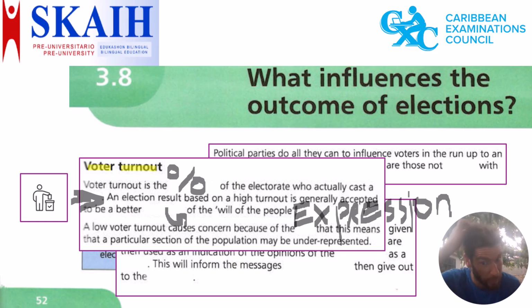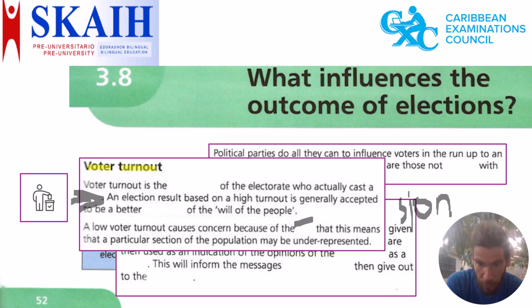So voter turnout is a percentage of the electorate who actually casts a vote. An election result based on a high turnout is generally accepted to be a better representation or an expression of the will of the people. So let's continue. A low voter turnout, we continue here, causes concern of the fear.